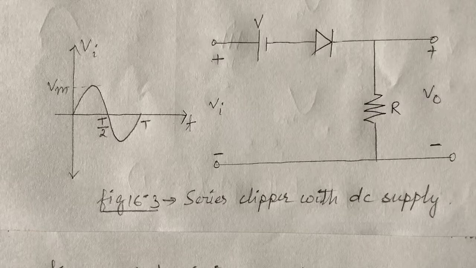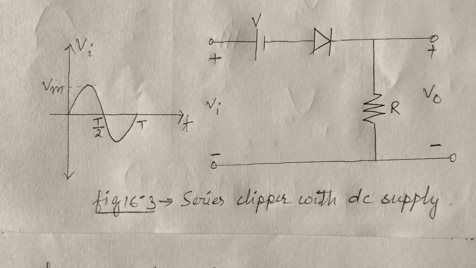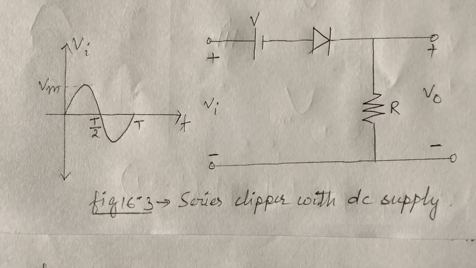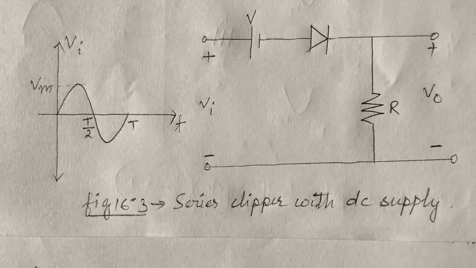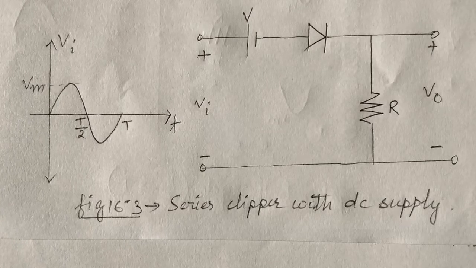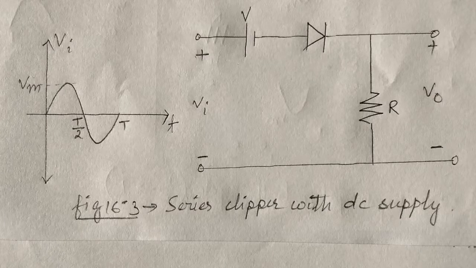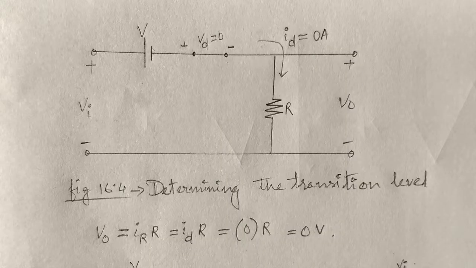Figure 16.3 shows series clipper with DC supply voltage of magnitude, capital V volt. Here, voltage V means that the input voltage must be greater than V volts to turn the diode on. For the negative half cycle, the diode is in off state, which is supported by the DC supply.